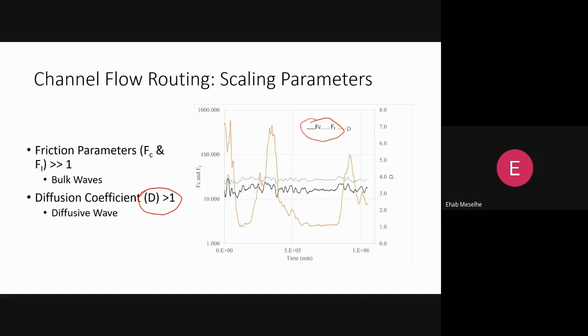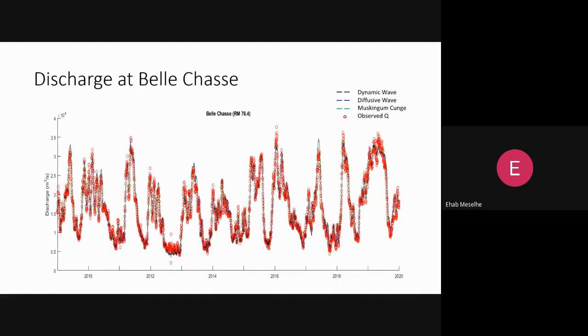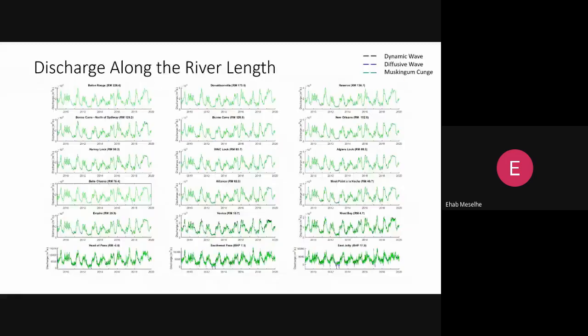We wanted to see if that is actually reflected in the results. So we looked at the discharge hydrograph at one of the locations where we actually have measurements, and we applied all three methods. You can see they are quite comparable. In terms of the discharge hydrograph, all three methods give very similar results for the entire 11-year period. Then we applied it to 18 other locations, and the conclusion was the same: all three methods were comparable in giving us the discharge hydrograph.